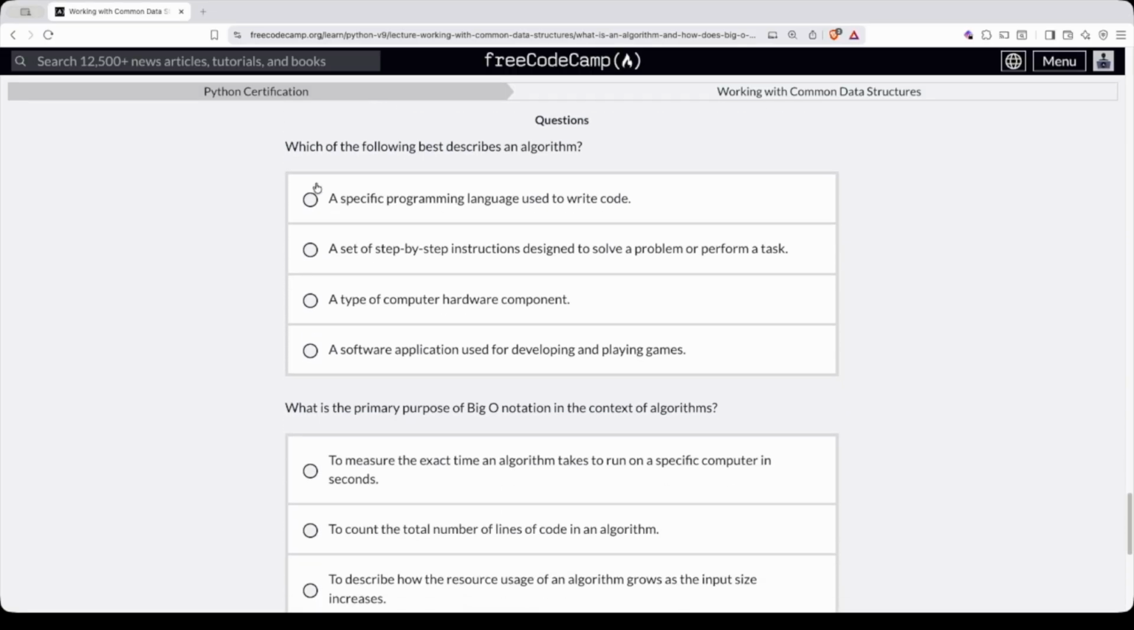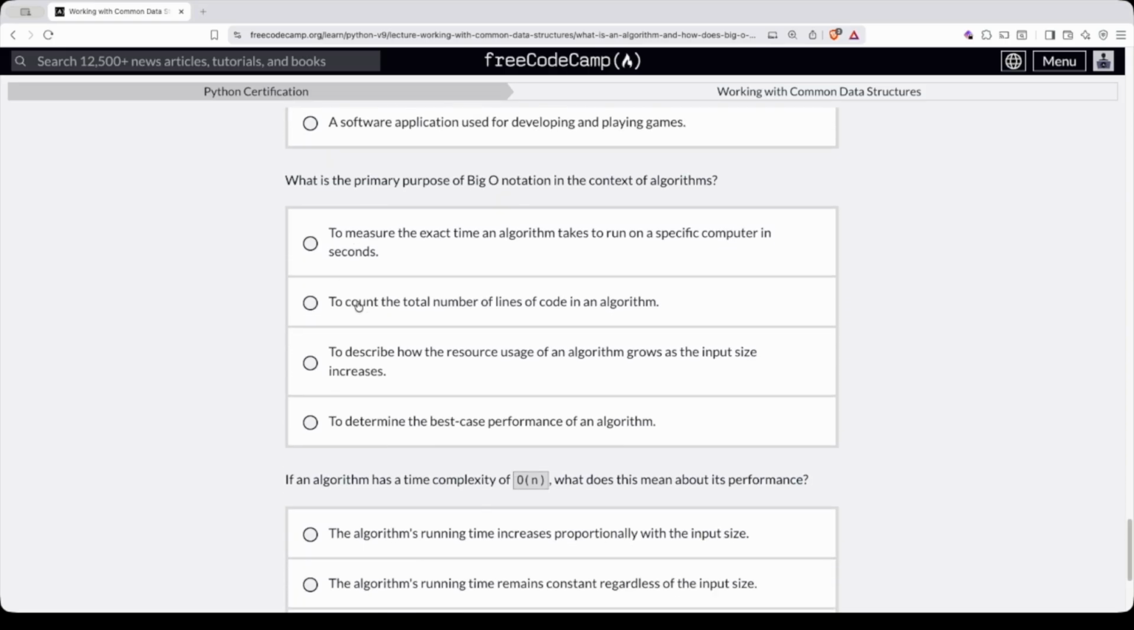All right, which of the following best describes an algorithm? A specific programming language? Nope. Step-by-step instructions designed to solve a problem or perform a task? I think that's choice 2. A type of computer hardware component? No. A software application used for developing games? Nope.